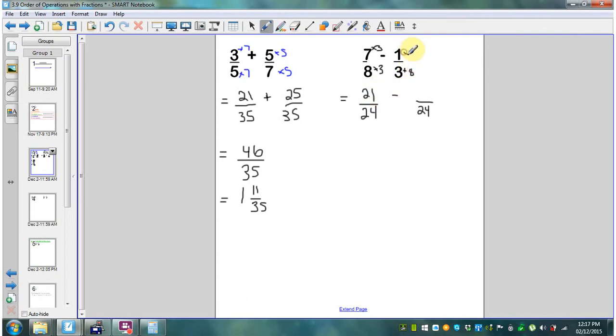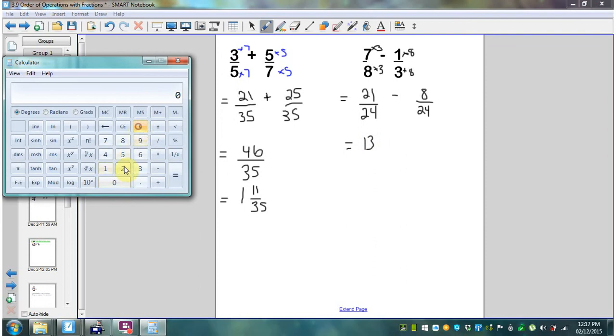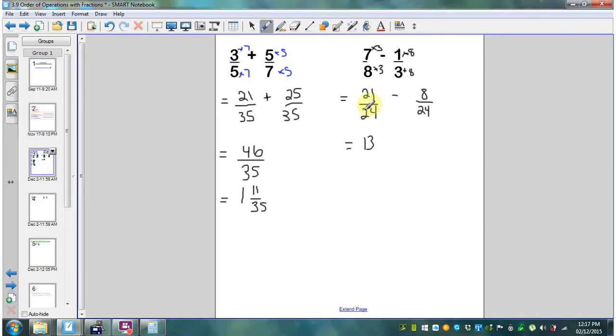So I have to multiply my top by 8 as well. 1 times 8 is 8. And then 21 minus 8 is 13. Double check that. Perfect. And then so we subtract our tops and we keep our bottoms. And that's as simplified as that goes.